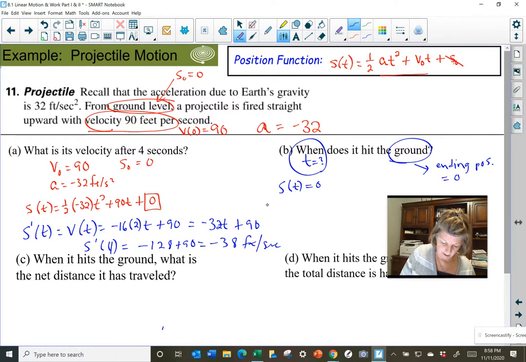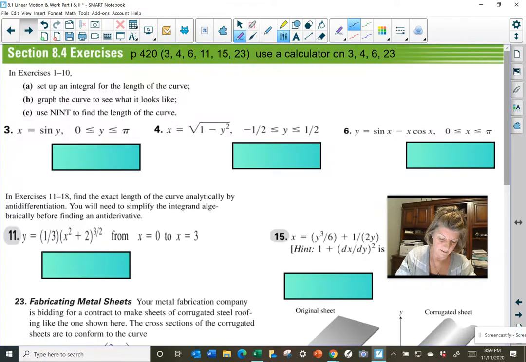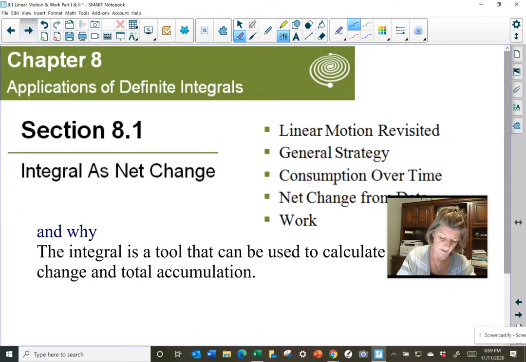So what was that, S of t? Let's make this negative 16t squared. Oops, slowing down big time. What the heck? Every once in a while it just gets stuck. Anyway, I wanted to see if I can erase the ink and see if that would help.